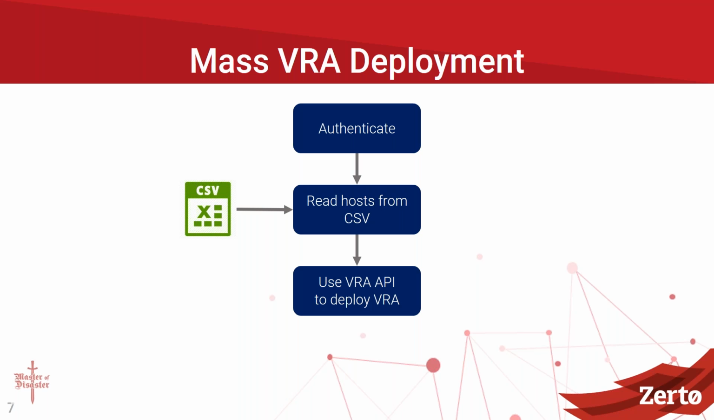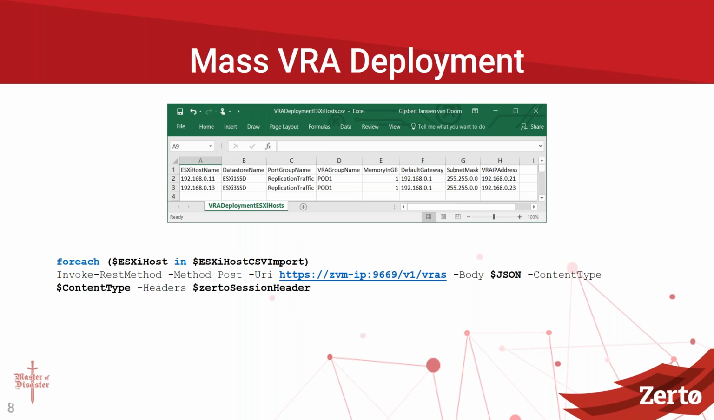Then, because we pre-created that CSV file containing all the information of our ESXi host, we read the host that we need to install Zerto virtual replication appliance on from that CSV file. And then, once it's in memory, we can simply loop through all those hosts and deploy the VRA. We can define timeouts. There's different things we can do in that script. The example of this script is actually inside the API white paper. You can directly use it. It has the CSV file in there as well.